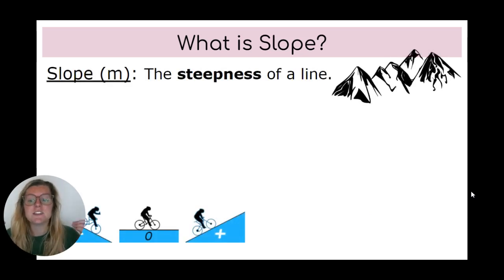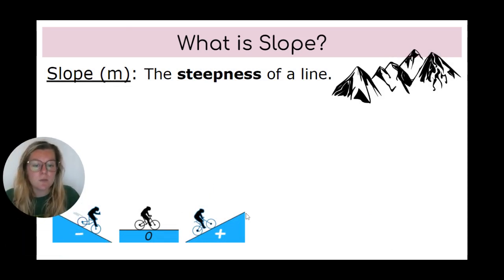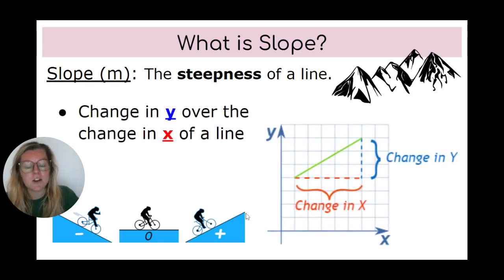Slope is just the steepness of a line, right? So if you think about your biking, if you're going down, we'll talk about negative slope. If we're going up, we'll talk about positive slope. But at the end of the day, all it is is how steep that line is. We are going to talk about it in a couple different ways.